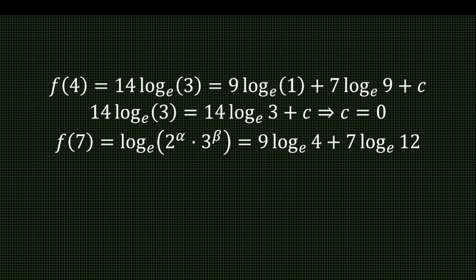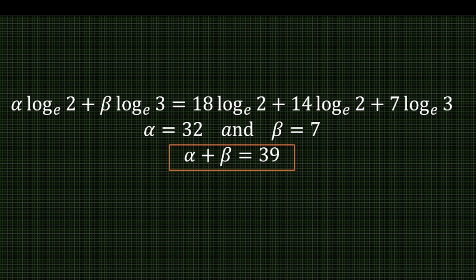So, by the formula of logarithm, we can write alpha into log 2 plus beta into log 3 is equal to, now I will write the right hand side in terms of log 2 and log 3 so that we can compare log 2 and log 3, and we have alpha is equal to 32, beta is equal to 7, and adding these two terms, alpha plus beta, we have 39, and that is our final answer, 39.